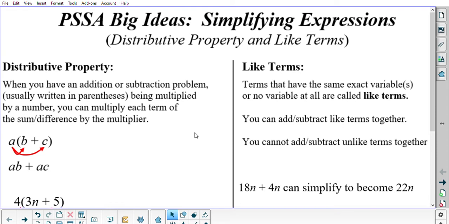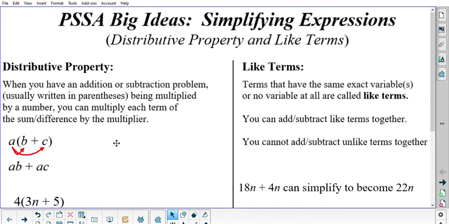Hello everyone, this is Mr. Underkoffler, and today we're going to be looking at the PSSA big ideas, this time on simplifying expressions, specifically algebraic expressions, which I could have put in the title, to be quite honest with you. And this is going to be all about the distributive property and like terms.